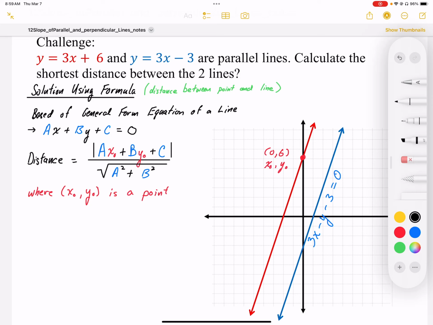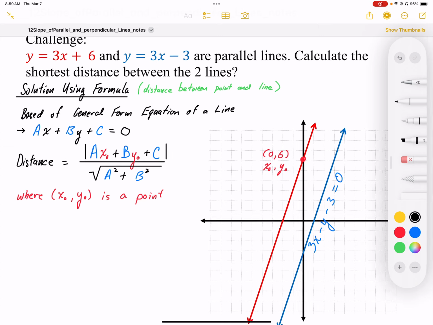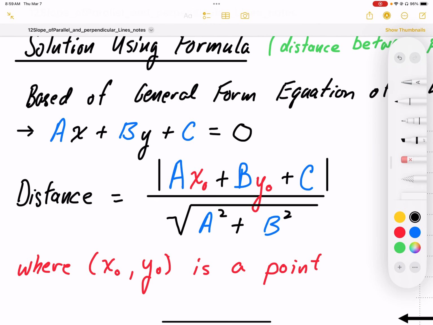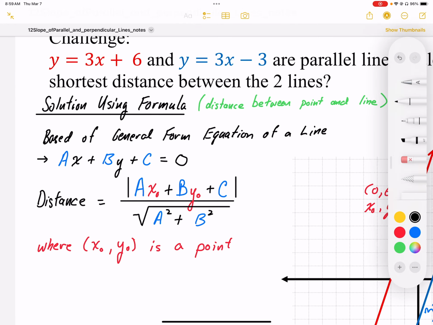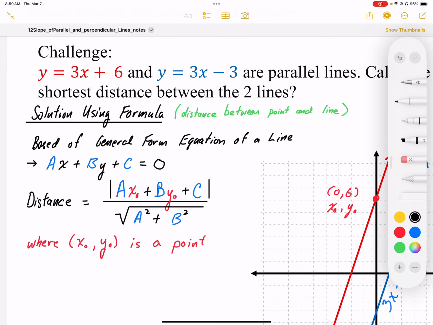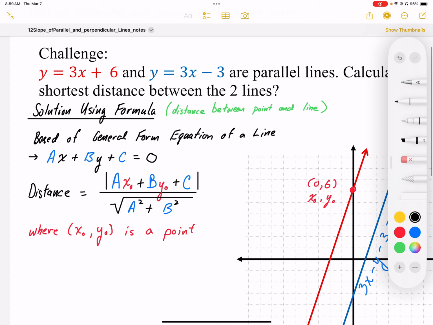This next solution is based on a formula that you probably would not have encountered. The formula uses the general form of the equation of a line, which looks like this: Ax + By + C = 0. So what we do is rearrange the linear equations from slope-intercept form to that form.